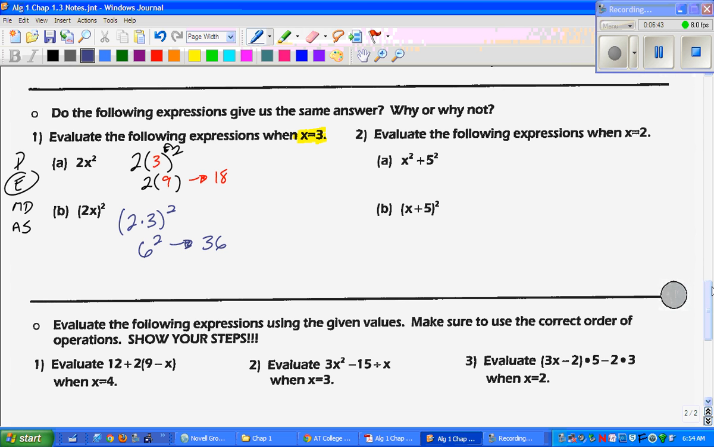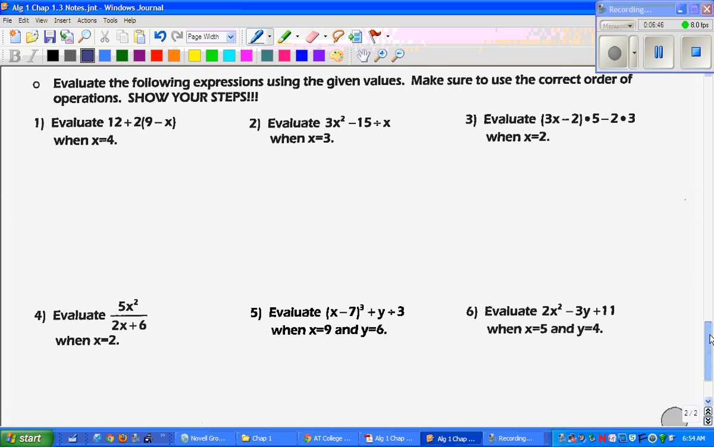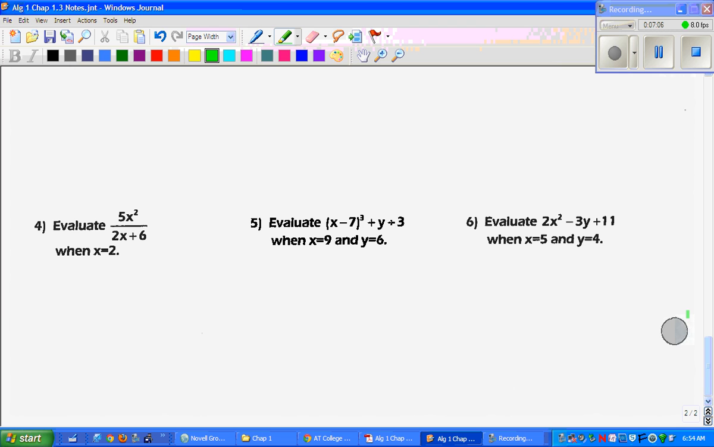All right, let's move down to the bottom. Evaluate the following expressions using the given values. Make sure to use the correct order of operations and to show all your steps. We're going to jump down to the bottom, and let's look at 5 and 6. Evaluate x minus 7, all to the third power, plus y divided by 3.